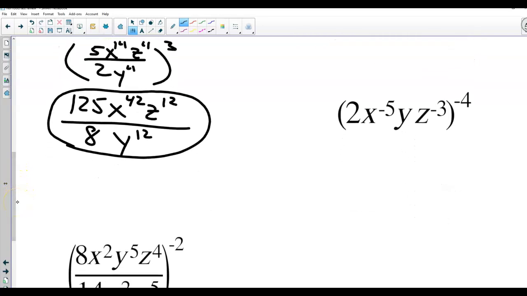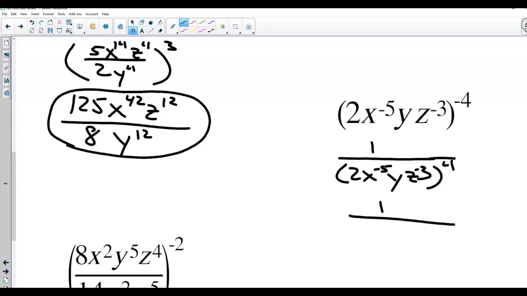When you have the negative exponent, I want to get it positive before I do anything else. 2, x to the negative 5th, y, z to the negative 3rd, to the 4th power. By moving it, okay, we put it in the denominator. 2 to the 4th is 16. x to the negative 20th, y to the 4th, z to the negative 12th.